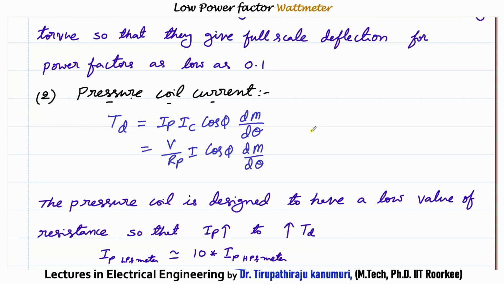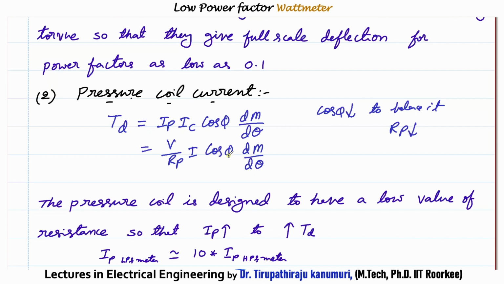So if you want to increase the IP, because here cos phi is decreased, to balance it, what do I have to do? Decrease the value of RP so that this will be balanced. When you decrease the value of RP, what happens? V divided by RP will be increased, or the current passing in the pressure coil will increase. So that will balance the decrease in the deflecting torque due to decrease in the power factor.